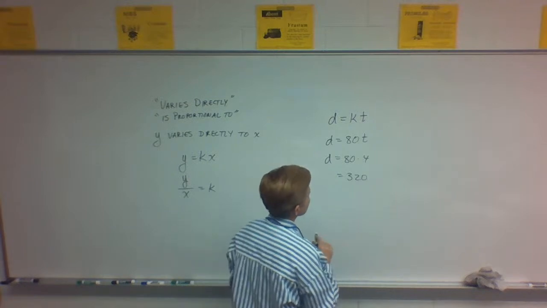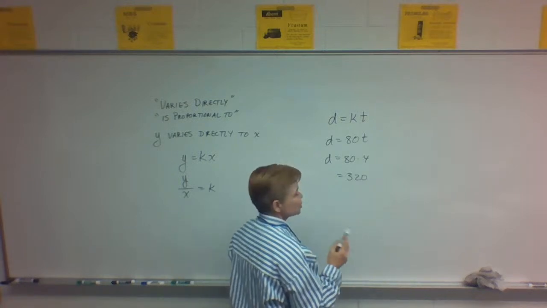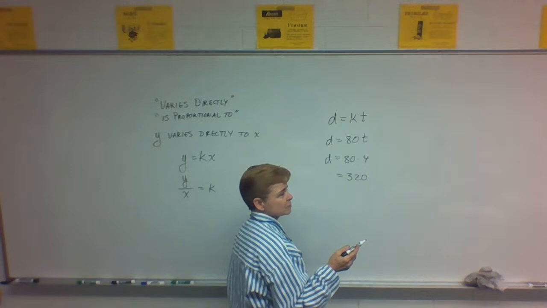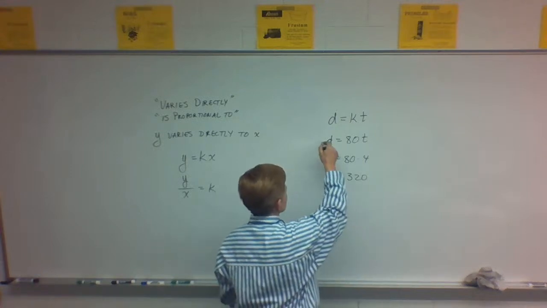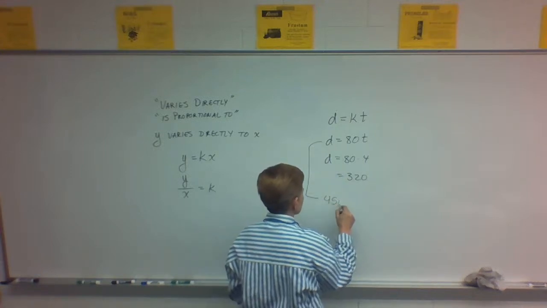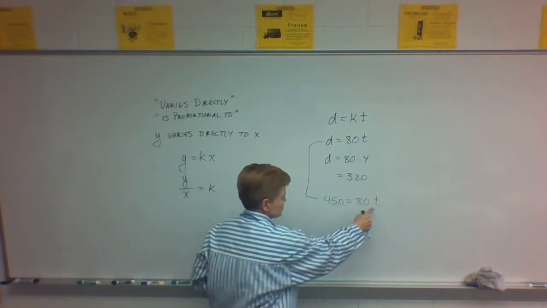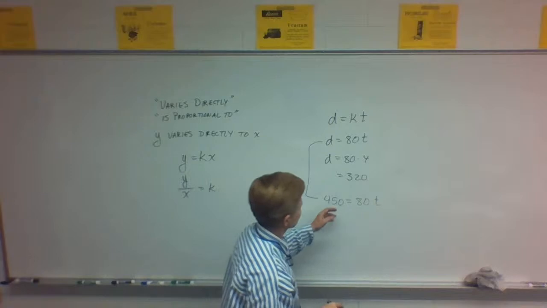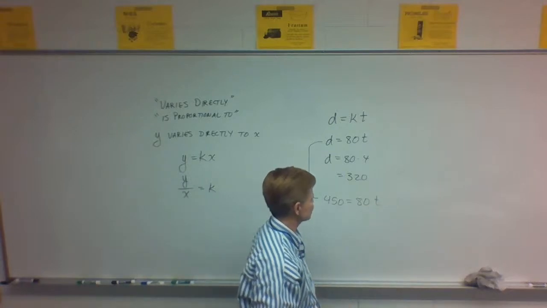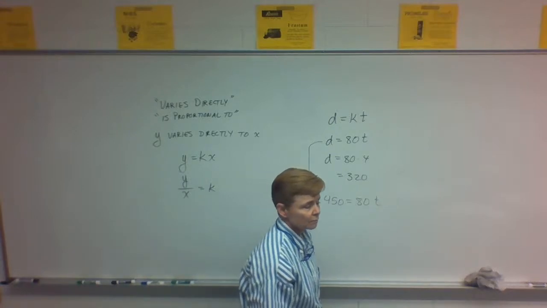Or it might say, how much time do you spend on the road to go 450 miles? So you use this same equation. You put 450 in for D. Solve for T by dividing. Well, it's not quite the same. Take 450 divided by that constant, and that will tell you how much time it takes you to be on the road at that speed.